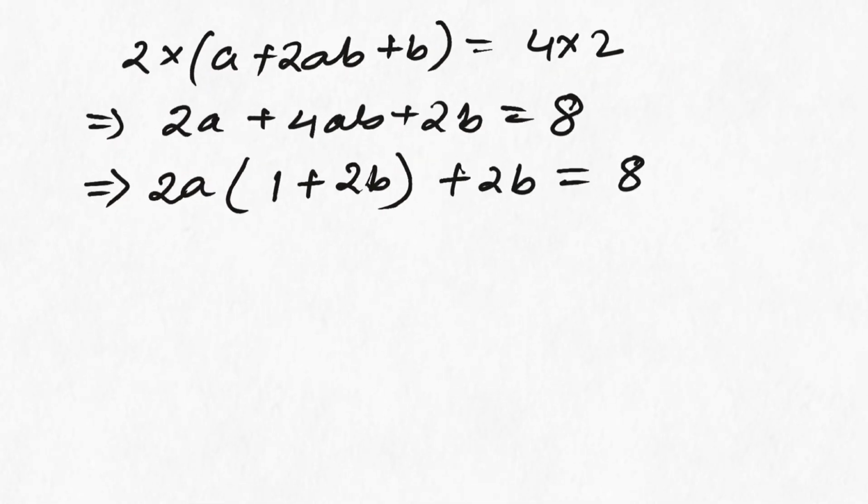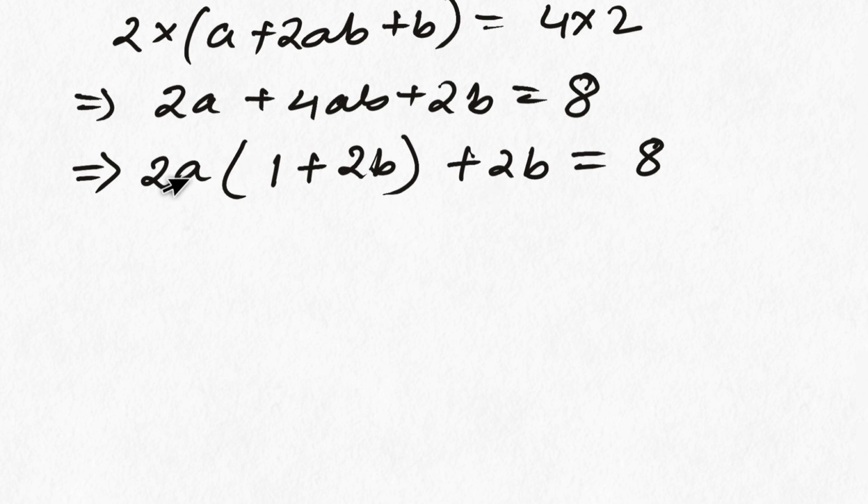Now, notice how we have a 1 plus 2b inside the parentheses and a 2b sitting just outside. To help us factor this completely, we want to create another 1 plus 2b. We can cleverly do this by adding a 1 to both sides of our equation. So we write 2a times the quantity 1 plus 2b, plus the quantity 1 plus 2b equals 1 plus 8.